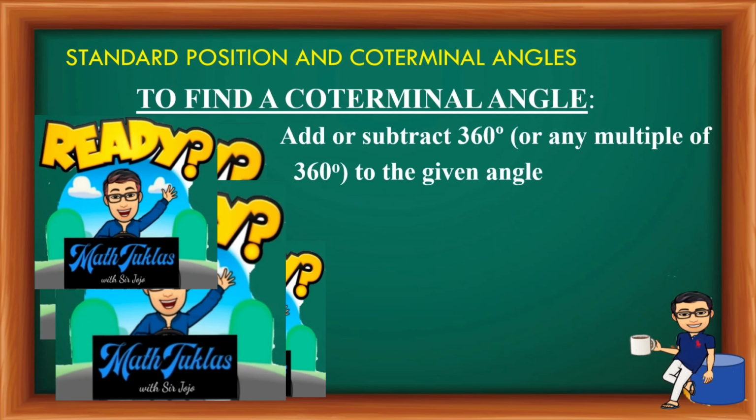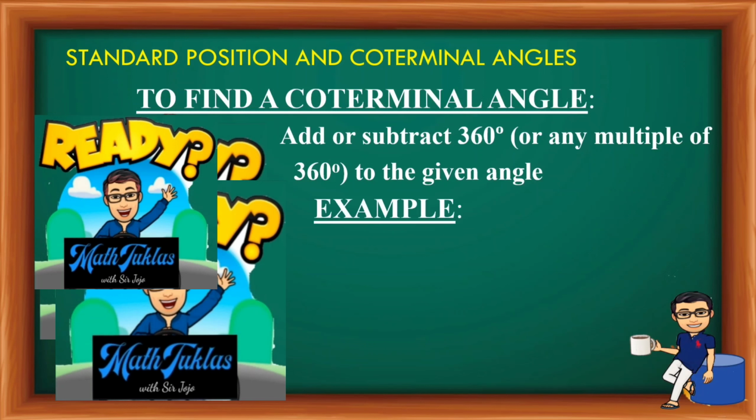So to find the coterminal angle, we just work on adding or subtracting 360 degrees, or any multiple of 360 degrees, to the given angle. Any angle na given natin, yan lang yung gagawin natin. And let's work on this example. Consider this one. Let us consider that the angle theta is 40 degrees.